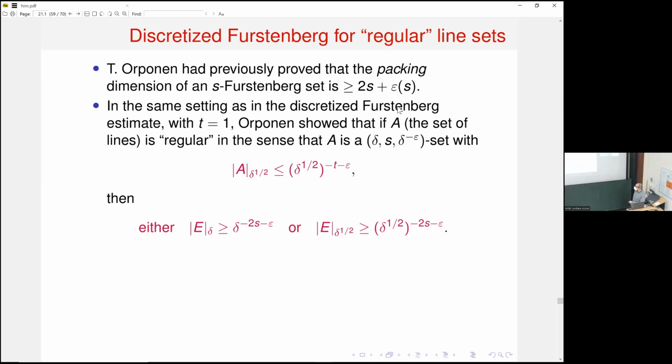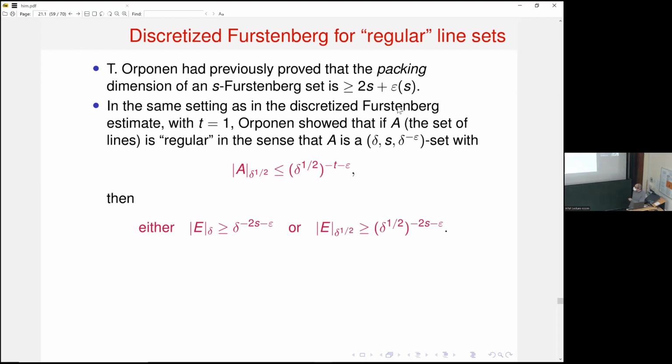And then under this assumption, he got, again, this E should be F, so that this discretized Furstenberg set has an epsilon gain at either scale delta or scale square root of delta. And also, this is for classical Furstenberg sets, so essentially with T equals 1. Okay, so in order to get our theorem, we need to replace T equals 1 by any T. And this part is not so hard. It's basically looking at what Thomas did. The case of general T requires some changes, but not too many changes.